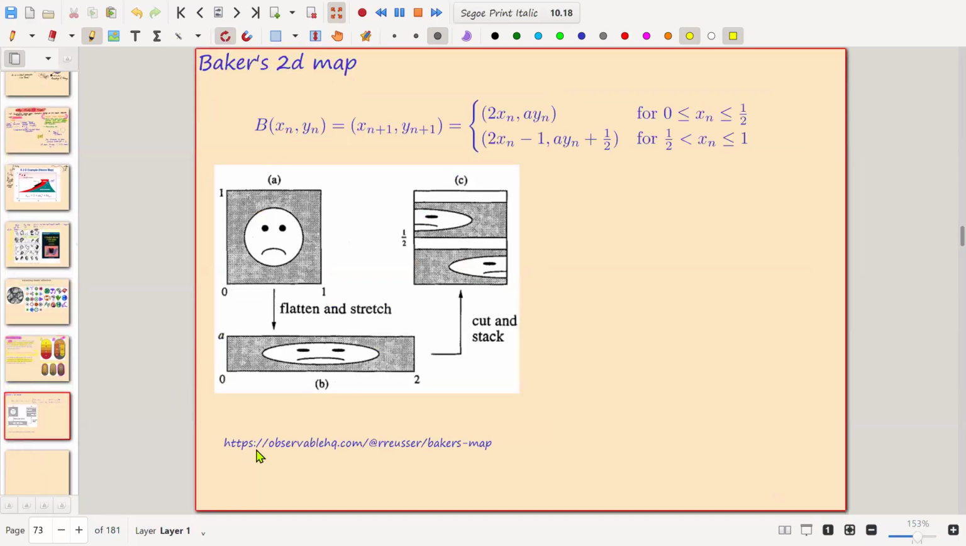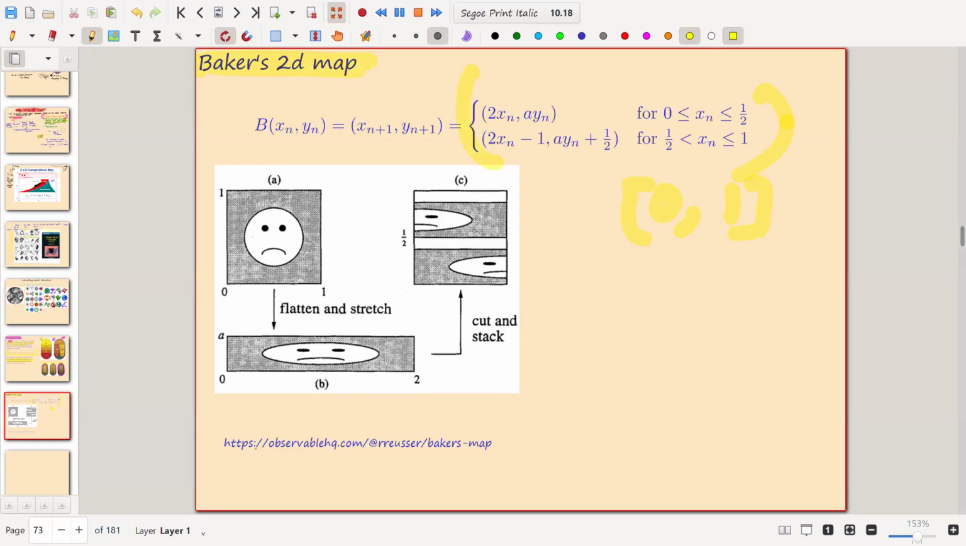Now let us go to another map, which is known as the Baker's map. Now you understand why it is referred to as a Baker's map: because bakers use the dough. So let us see this Baker's map. It is just a complicated-looking mathematical formula, but it's simple. It is defined between 0 and 1.